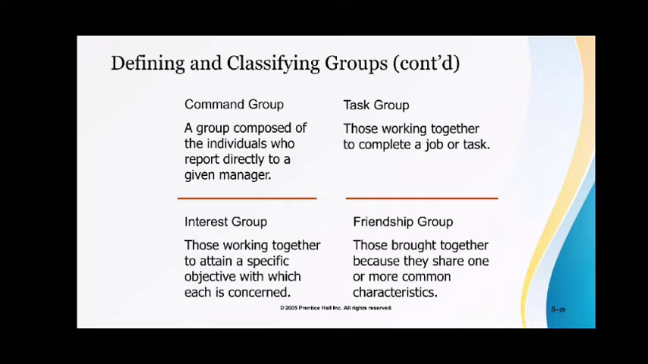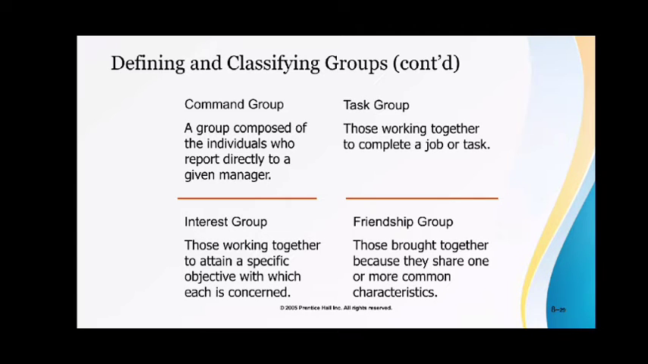The next one is the task group. Task groups are those working together to complete a job or task. A task group is a type of formal group, and the term is used to describe those groups who have been brought together to complete a task. In a task group, members perform the same functions but they do not share the hierarchical command structure. For example, all the sales staff members are together subordinated to the manager of the shop.